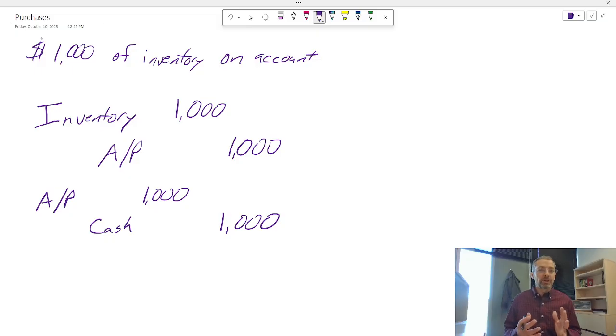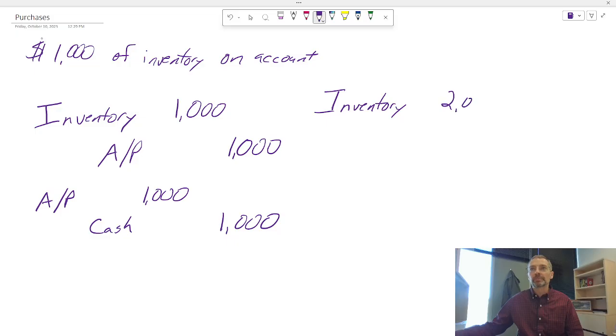Let's make it a little bit more complicated now. Let's throw in a return. So let's say the same thing happened here. We purchased, let's say, $2,000 worth of inventory, and it is, again, on account. But when we get the inventory, some of it isn't right. It might be damaged, maybe they screwed up our order, it's the wrong color, whatever it is, and we send it back to our supplier.